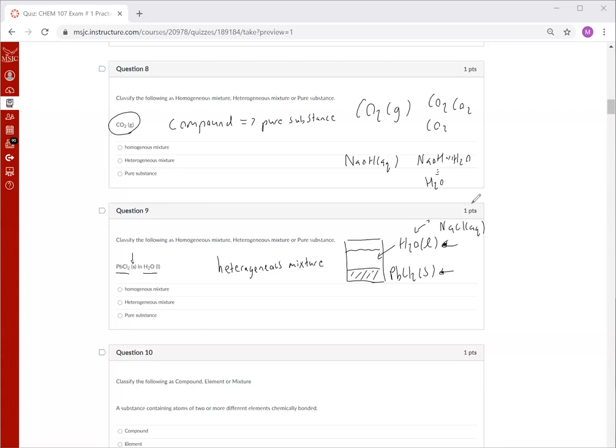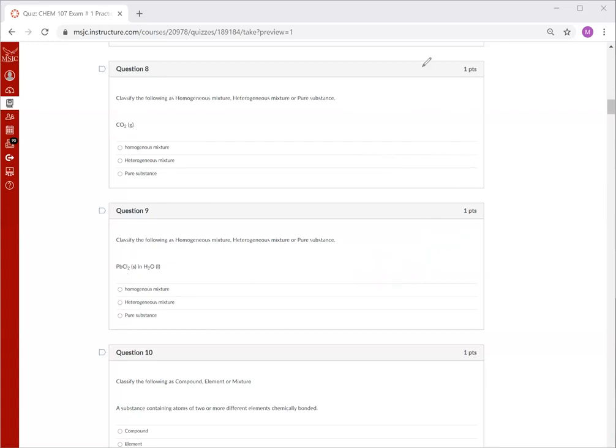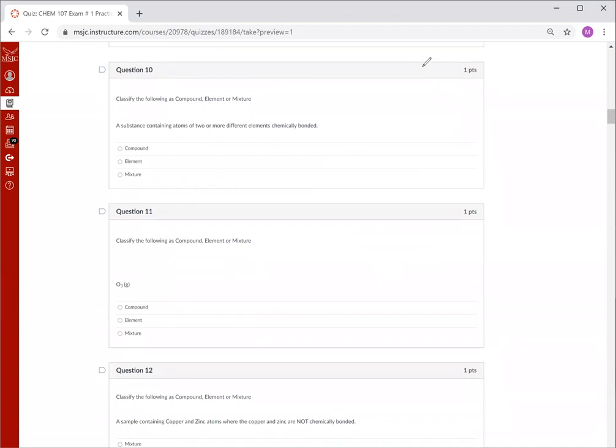Yes. Perfect. So continuing on now, we're asked to classify the following as a compound, element, or mixture. So a substance containing atoms of two or more different elements chemically bonded. Yep, compound, exactly right. That's a textbook compound. Next, we're asked to classify the following as a compound, element, or mixture. So O3 in the gas phase. Element, exactly right. Because even though we have multiple atoms bonded together, they're all of the same element.